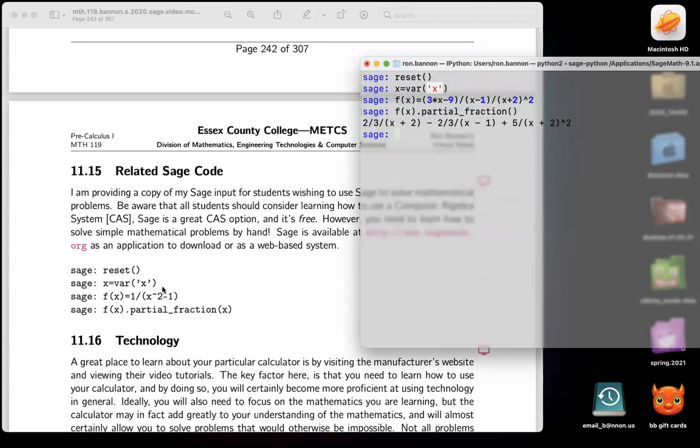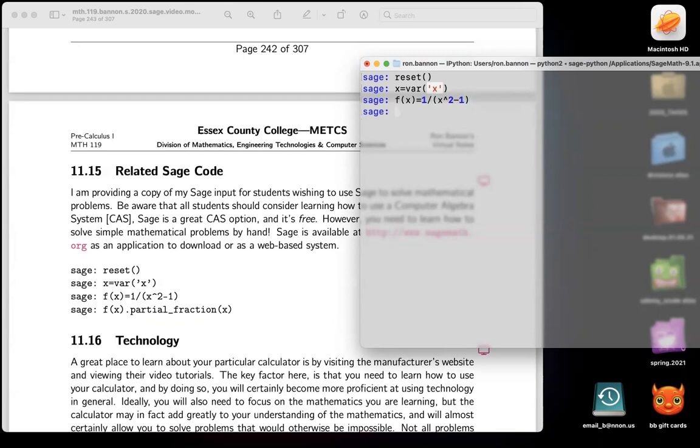So again, over here, very similar code. Let me just type it in real quick. Reset again. X is a variable. It might get sickening to you, but this is so true of computer science. It's fairly repetitive, you're doing a lot of the same code over and over again. F of x, this is not a variable, it's a function, and we're defining the function to be 1 divided by x squared minus 1.